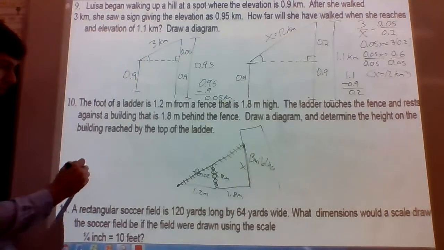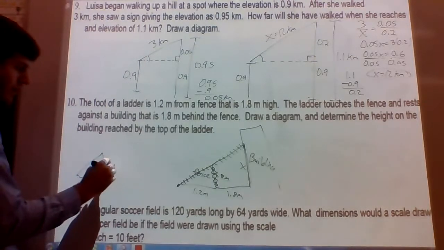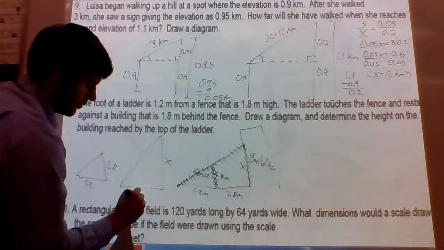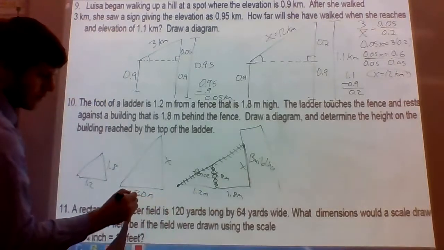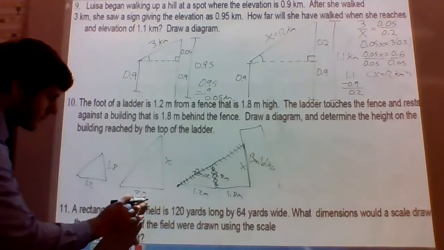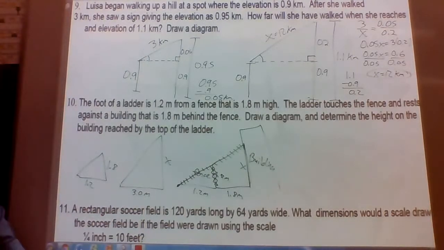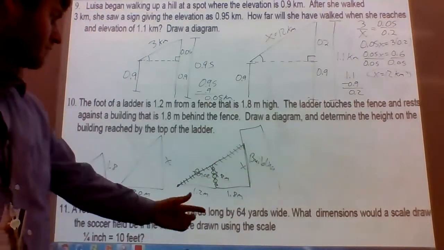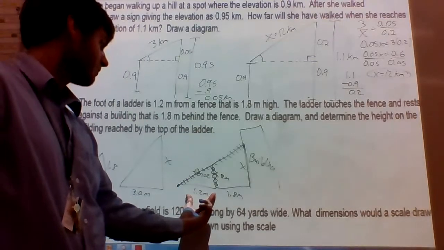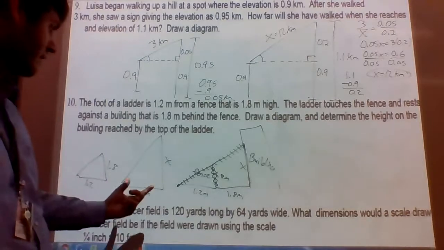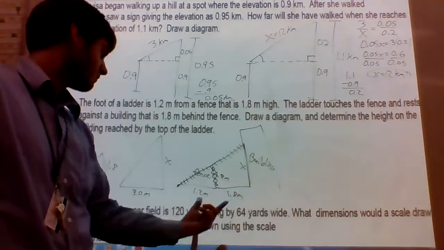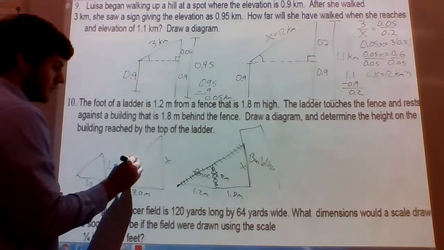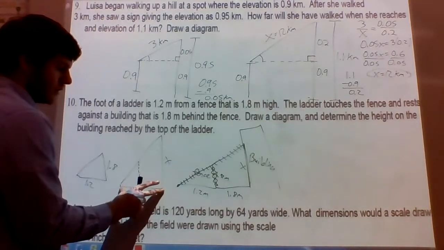So we have two triangles. Again, if we need to see them better, we can have this one, which is 1.2 and 1.8, and then our large one is going to be x and 3.0 meters, right? 1.2 plus 1.8 gives us 3.0 meters. Right, so we have a fence and a building, foot of the ladder. The ladder goes on the fence against the building. The foot of the ladder is 1.2 meters from the fence. The height of the fence is 1.8. The building is 1.8 meters behind the fence. So the big triangle is going to be x by 3. Here would be our fence. So this would be 1.8, this is 1.2, the total is 3.